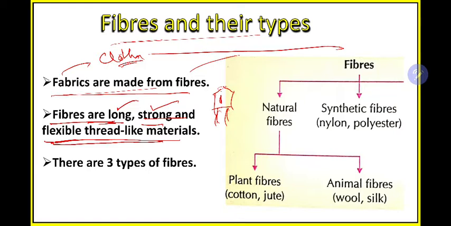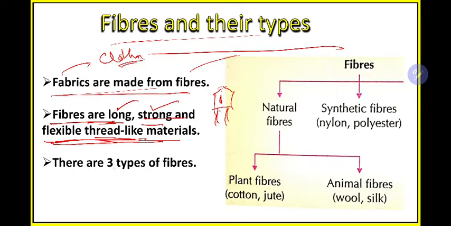This is why after washing, to remove all the water from it, we move the cloth flexibly. So cloth is also flexible, and we know it is thread-like material, all fibers are thread-like material. This is why, using fibers, we can prepare clothes.